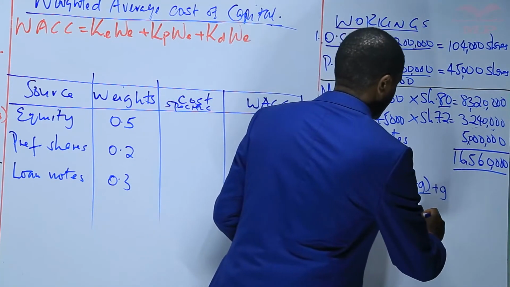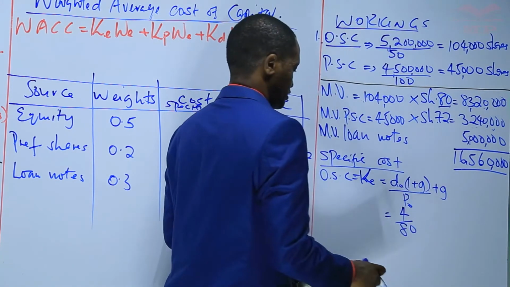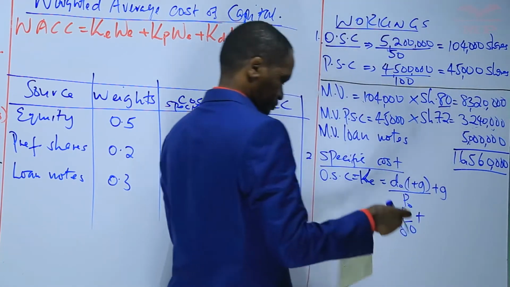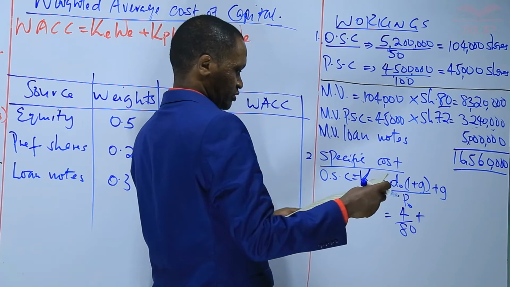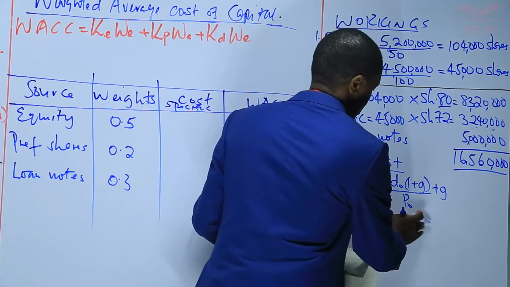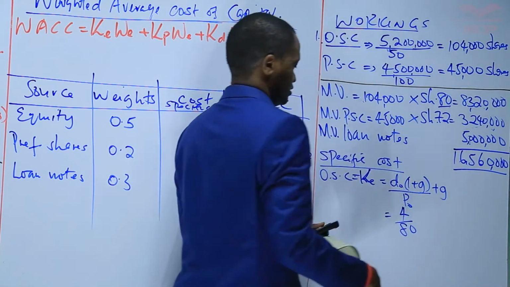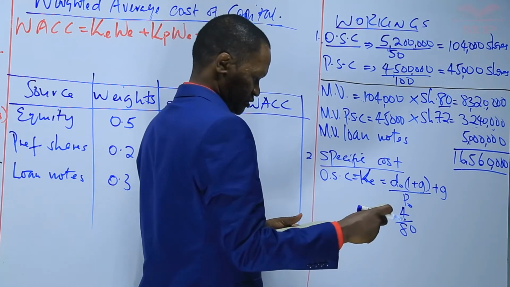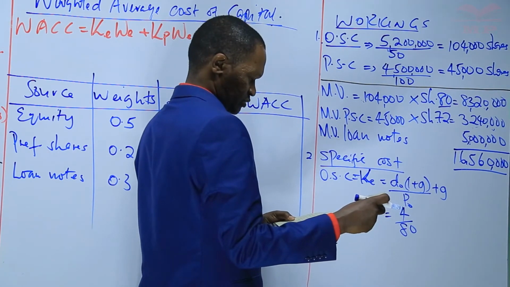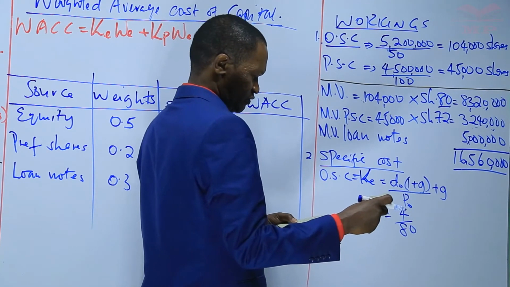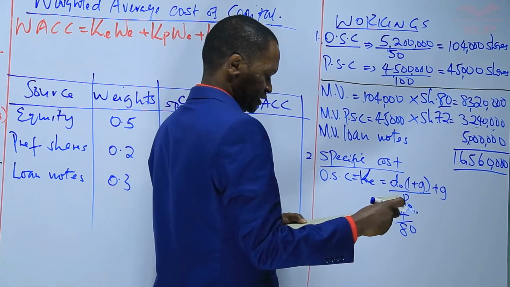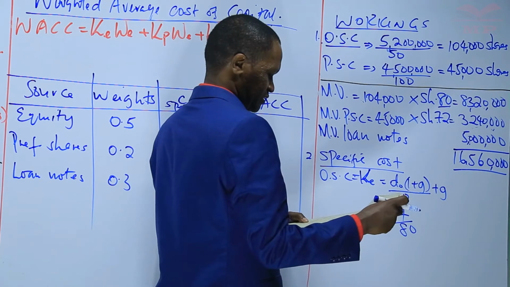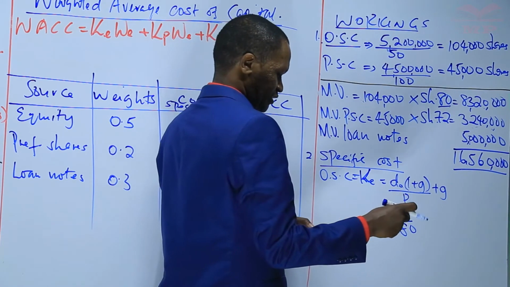Then we add G, that is plus the growth rate. Do we have a growth rate? We don't have any growth rate, so there is no growth rate. This one is not growing. Yes, we have a growth rate of 12%, a dividend growth rate of 12% at the end of the year.